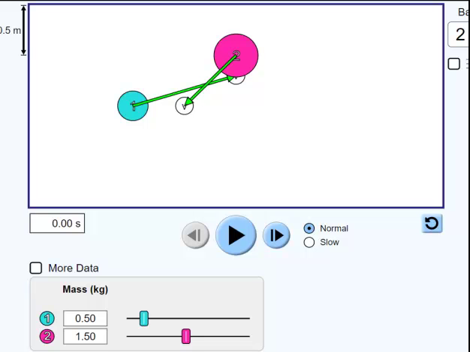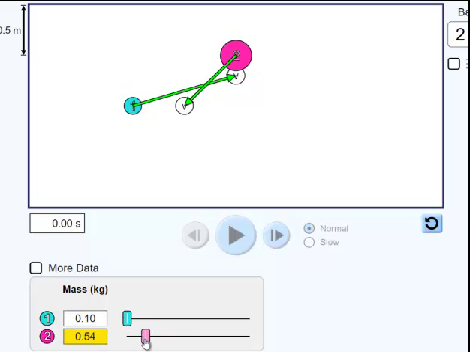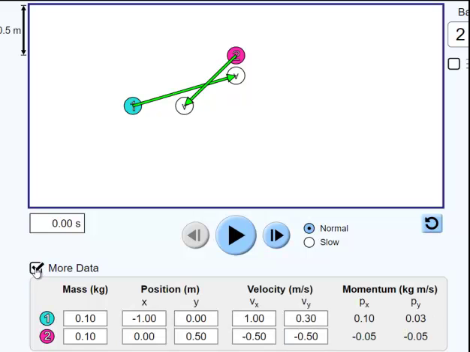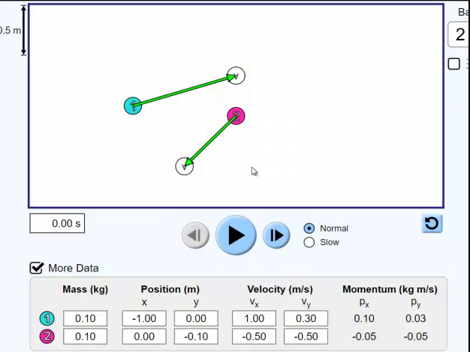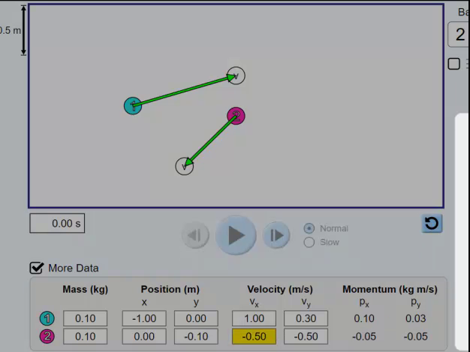So this is what shows up when I open the PhET simulation for the collisions. I'm going to reduce the mass of these billiard balls as much as I can. I'm going to show more data, and the position here really doesn't matter a whole lot. However, this one here I'd like to place at -0.1, and the velocity of the second one ought to be 0.